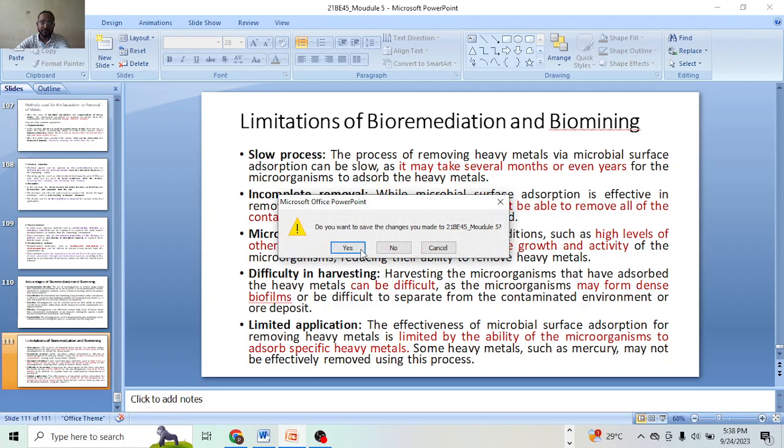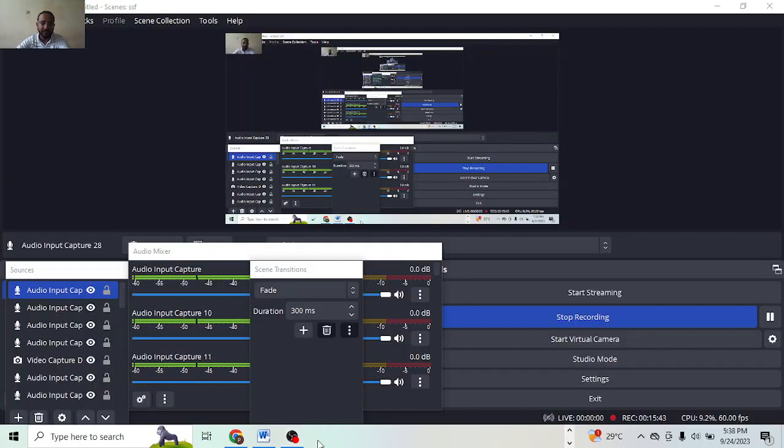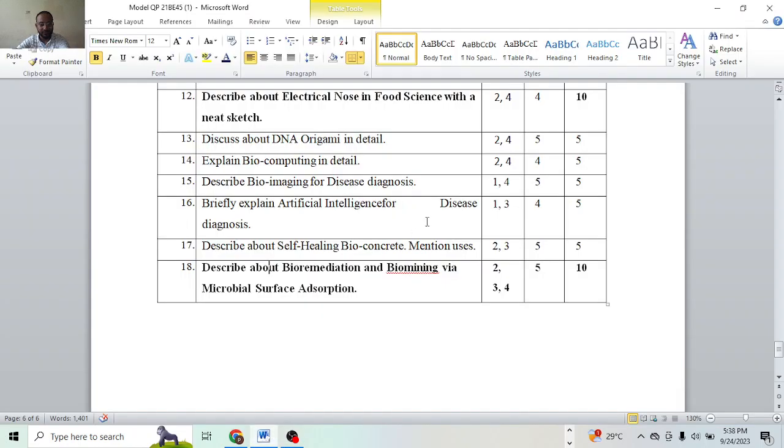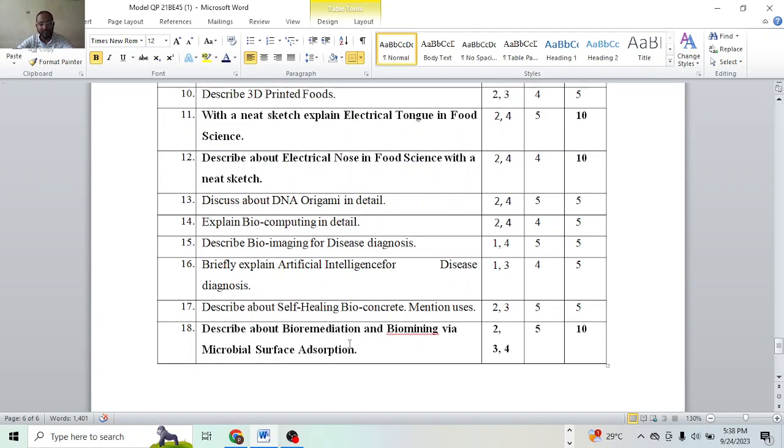Okay. So if you have any doubts regarding the question banks, I can give you n number of questions. I can take one topic and give you 3 or 4 questions. For example, instead of 'describe bioremediation and biomining', I can just ask: write the process of biomining for 5 marks, or write the process of bioremediation for 5 marks, like that.